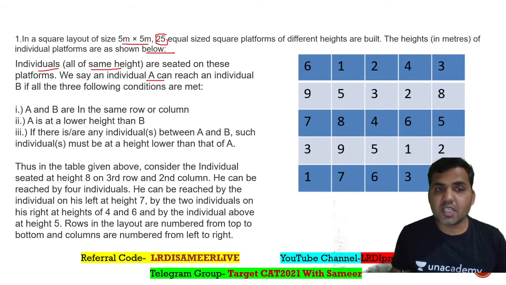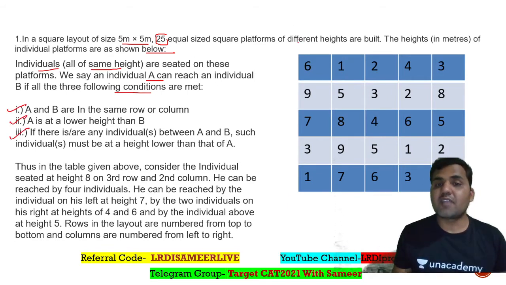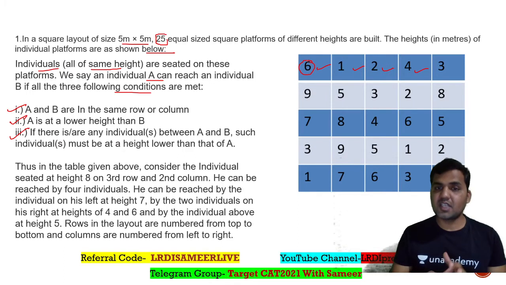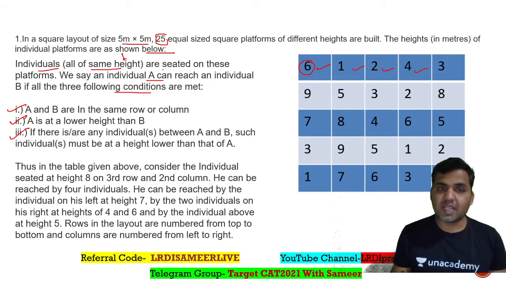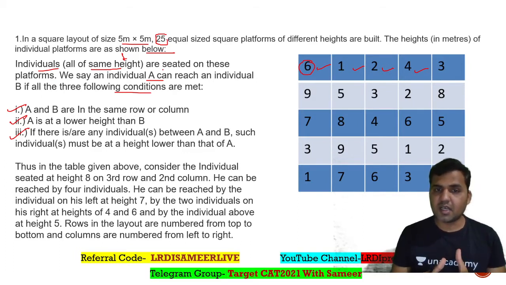We say an individual A can reach an individual B if all the following three conditions are met. So what is this set all about? We have 25 equal size platforms. As you can see, these are the different platforms, and the numbers mentioned over here represent the heights of the platforms. And 25 individuals, all of the same height, are sitting on these platforms. A person sitting on a particular platform can reach another person sitting on another platform only if these three conditions are met.